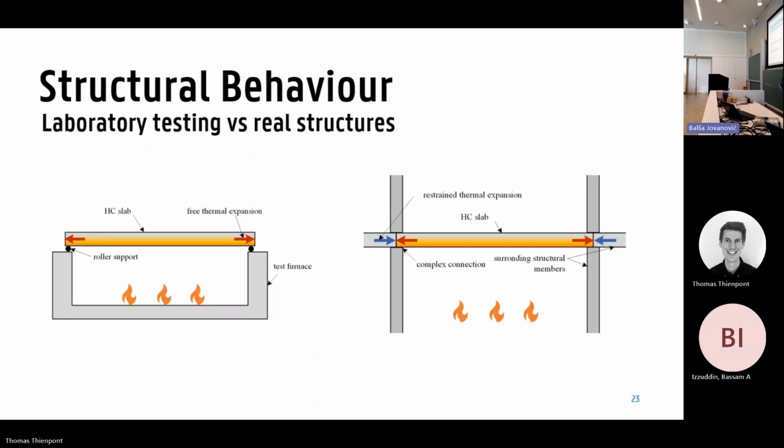And the same is also true for a fire. Typically, when we do a fire test, we put them on top of a furnace. And then we evaluate what is the fire resistance. But if we look at the real structure, a floor slab is part of a real structure, will also be surrounded by other members. And typically, you know that when something gets hot, it wants to expand. And when it's part of a bigger structure, the expansion will be restrained by the surrounding members. So again, big difference between theory and what happens in practice.